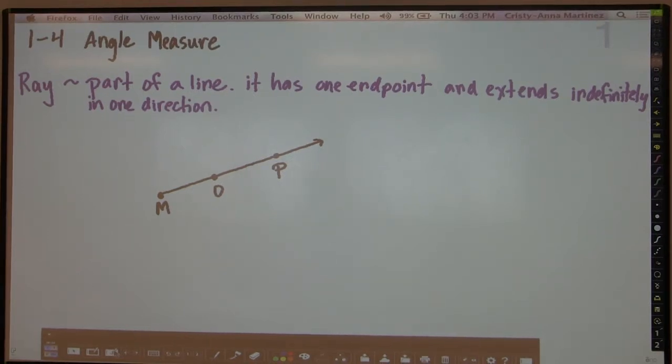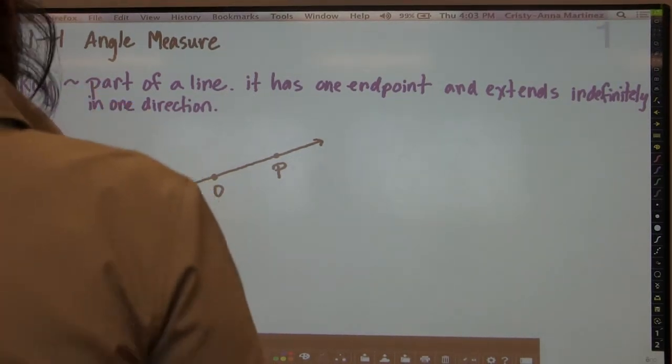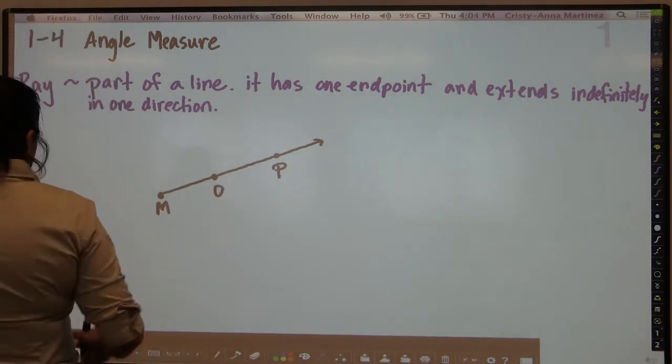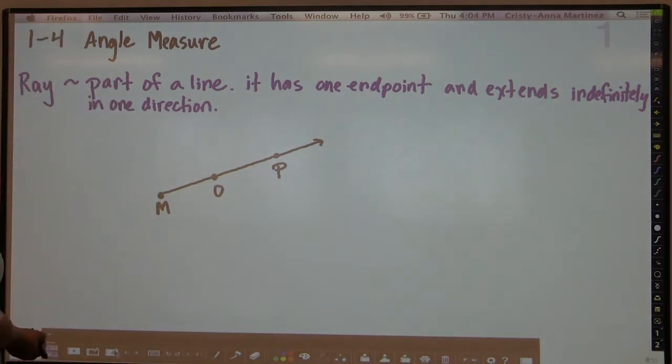Hi there, geometers. This is Chapter 1, Section 4, Angle Measure. And we're going to start with some vocabulary for you.